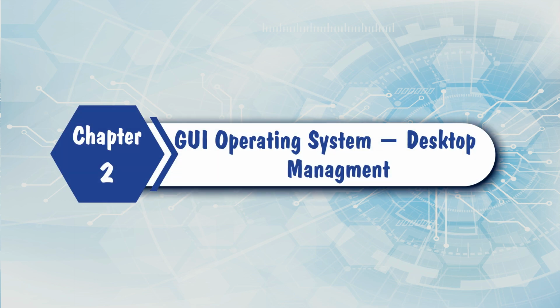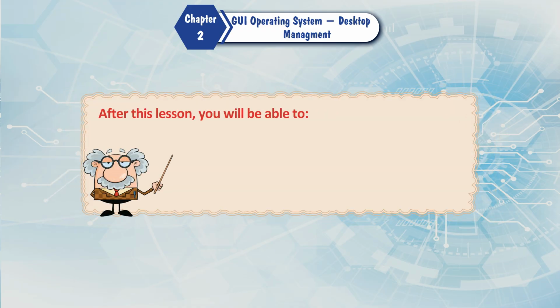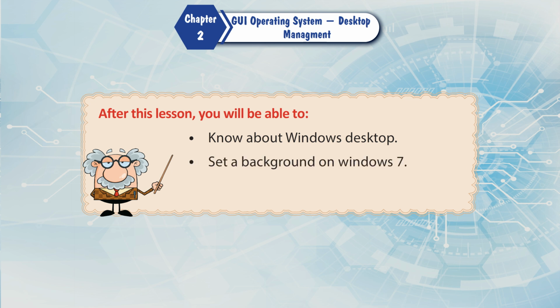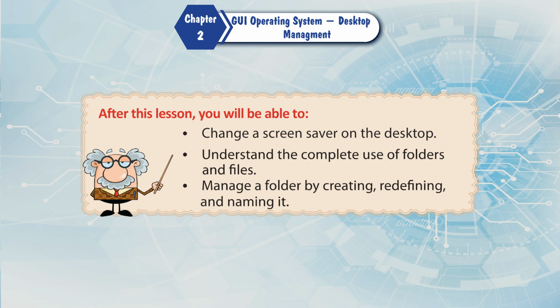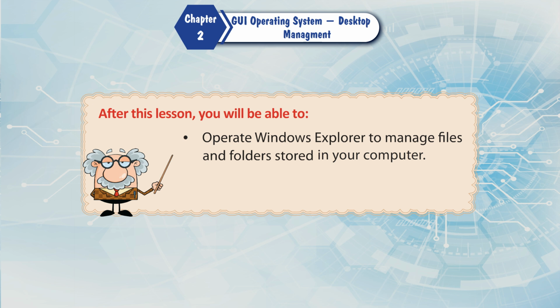Chapter 2 GUI Operating System Desktop Management. After this lesson, you will be able to know about Windows Desktop. Set a background on Windows 7. Set a different theme with attractive animations. Change a screensaver on the desktop. Understand the complete use of folders and files. Manage a folder by creating, redefining, and naming it. Operate Windows Explorer to manage files and folders stored in your computer.